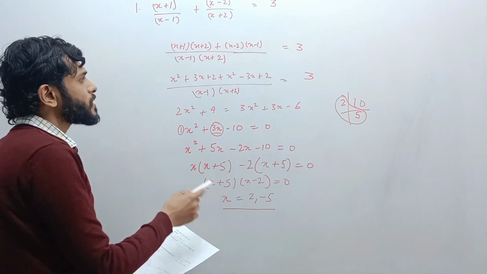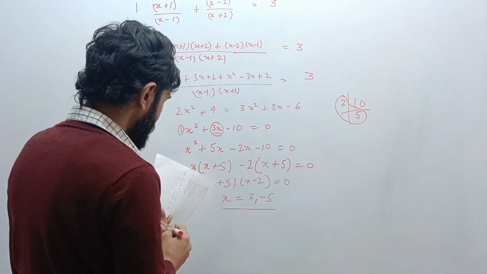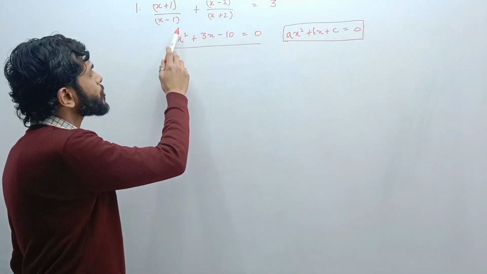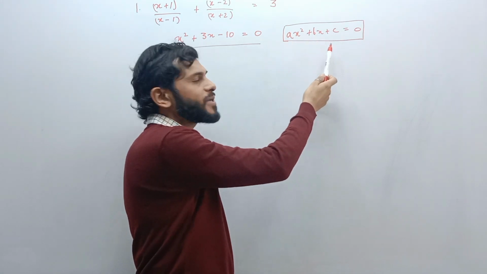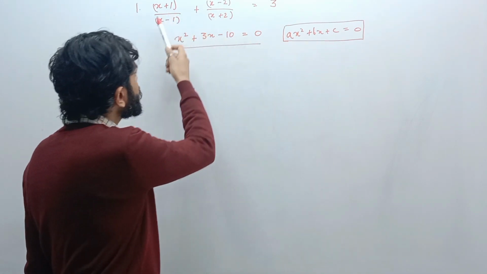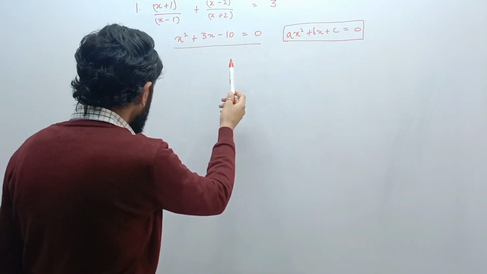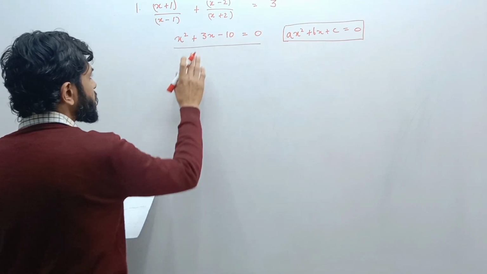Now let us solve the same question by the Sridhar Acharya method and see whether we get the same answer or not. Now we had been given this equation. We know the general form of the quadratic equation is ax square plus bx plus c is equal to 0. So first of all, we have to make this equation into a quadratic equation. Now let us use the quadratic formula, or Sridhar Acharya's method, to solve this question.